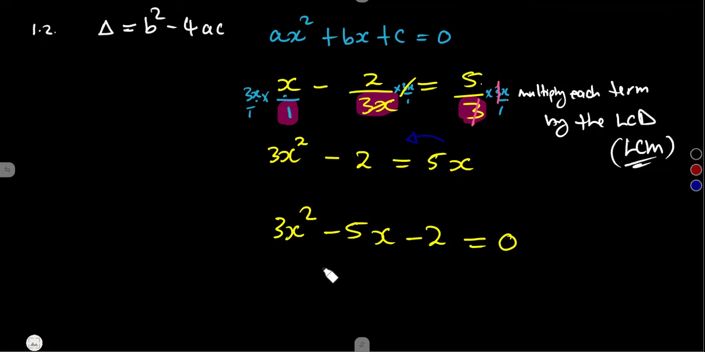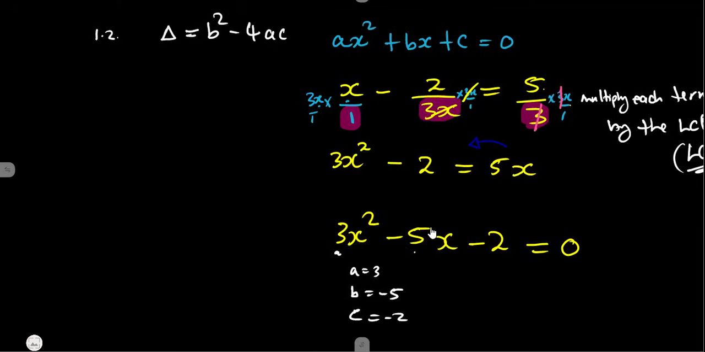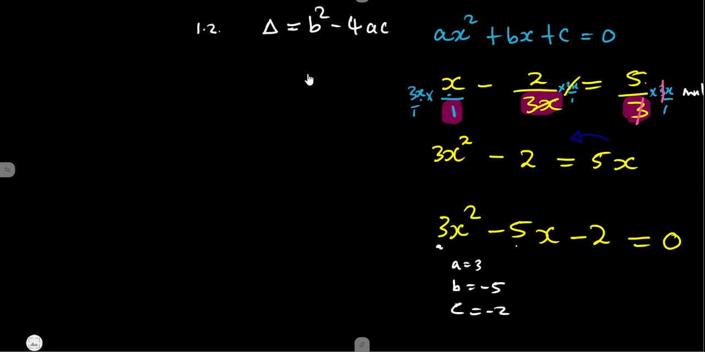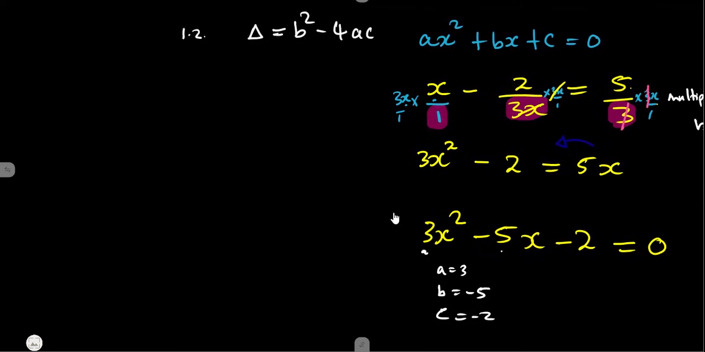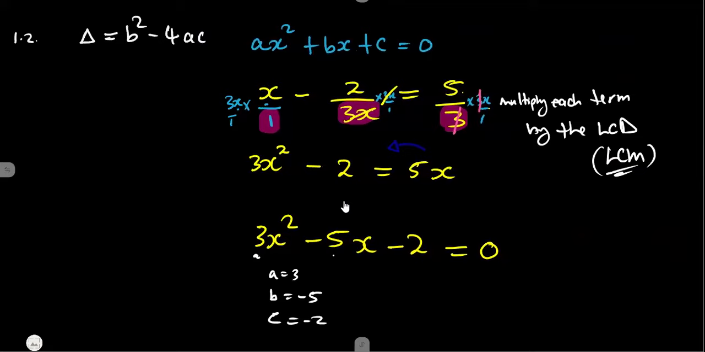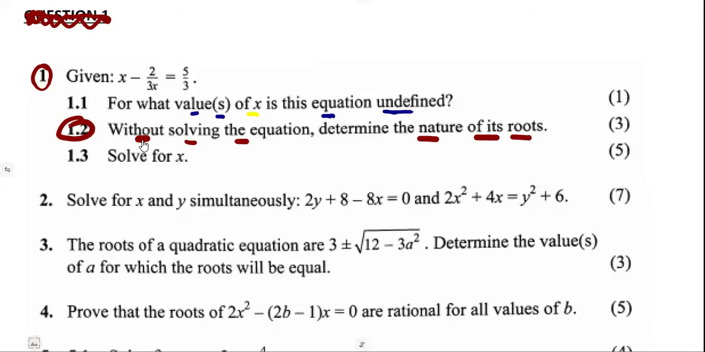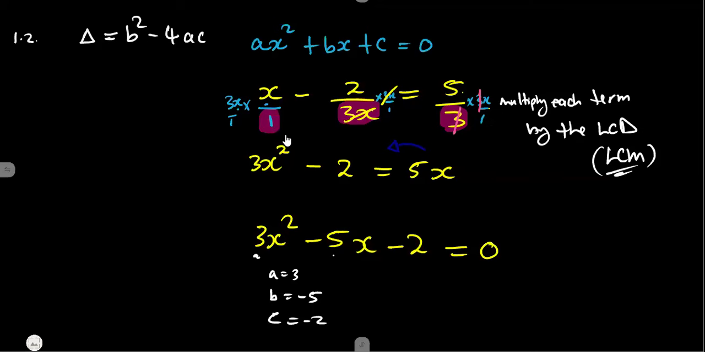So in our case, what is our A? The coefficient of X squared. So our A is 3. Our B, the coefficient of X, is negative 5. Our C is the constant, which is negative 2. So let us take these and put them here, because the question, guys, is saying, let's go back to our question, because this is our quadratic, but they're saying without solving the equation.